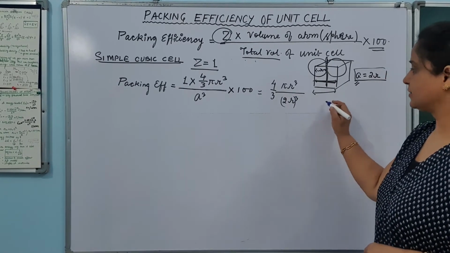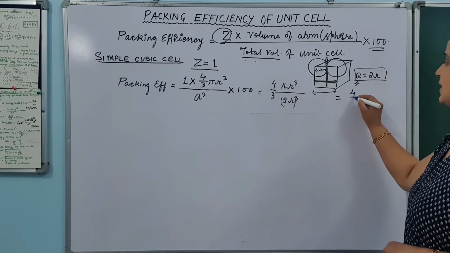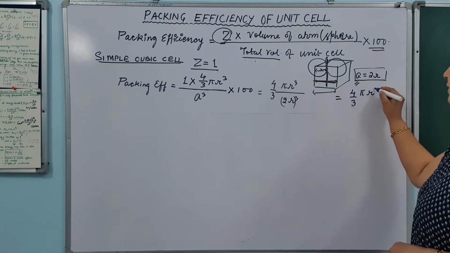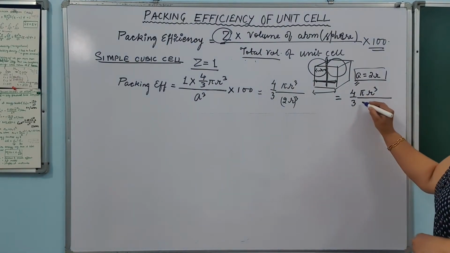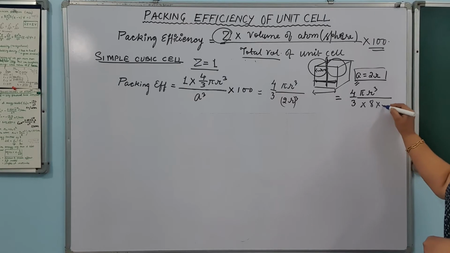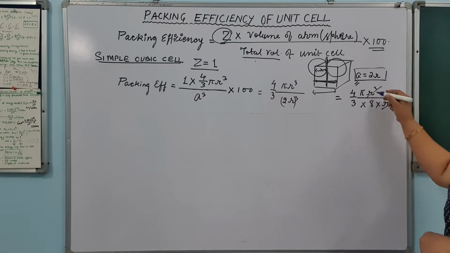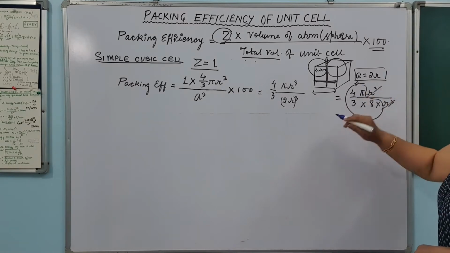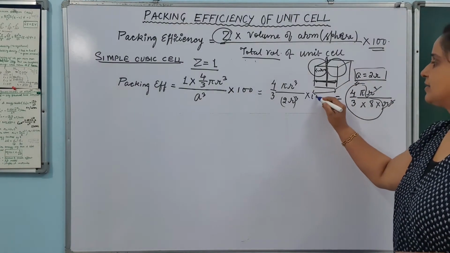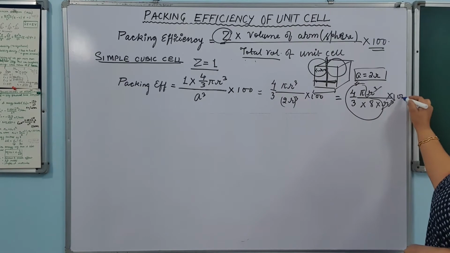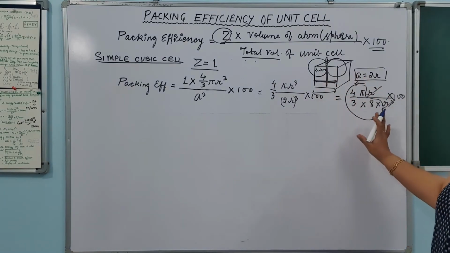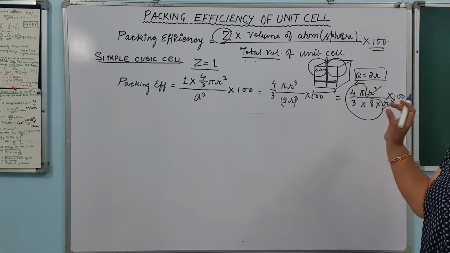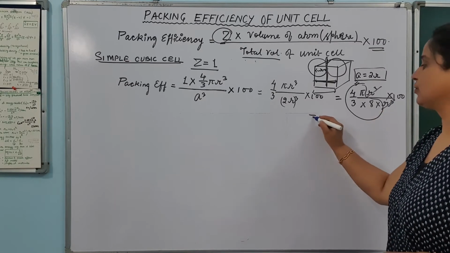Okay, so what does it become? It becomes 4 by 3 pi r cube divided by 8 into r cube. Now this is out. What is left out? This only. So when you calculate all these things, I multiplied with 100. If you calculate all these things, you will get the answer as 52.4%.